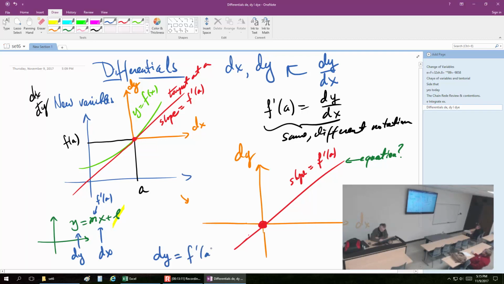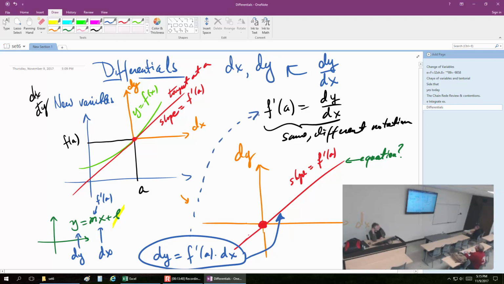That's right. There's nothing funny going on here. dy is a number variable, dx is also a number variable, and f prime of a is also a number. So what we're looking at is nothing but the equation of this line in this special coordinate system. And then if you want to, you can divide by dx, and what do you get? You get this, where we came from. So it's just two definitions of the derivative, or two notations for the same derivative.